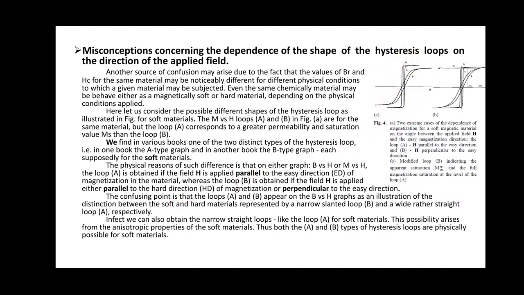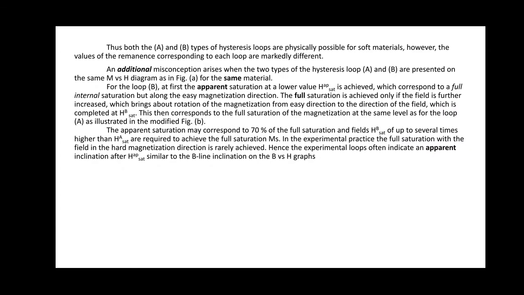In fact, we can obtain a narrow slant line like loop B for soft material. This possibility arises from the anisotropic properties of soft material. Thus, both A and B types of hysteresis loop are physically possible for soft material. However, the values of remanence corresponding to each loop are markedly different.